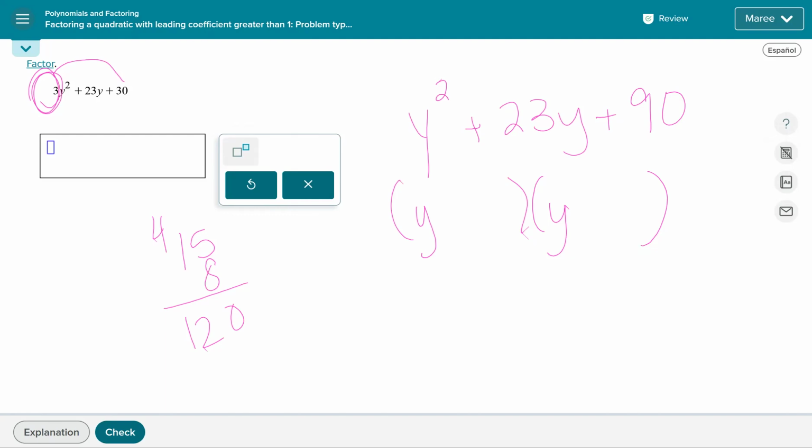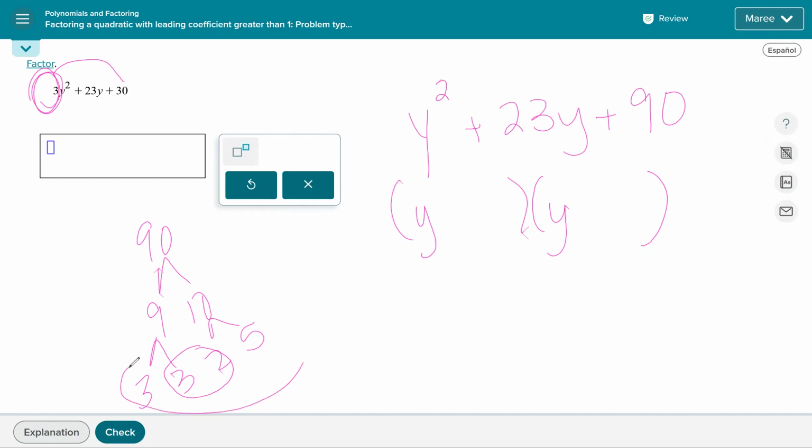Okay, so let me think about this. Oh, I have an idea. What if I did 90 is 9 times 10, 3 and 3, 2 and 5. So what if I did 15 and 2 times 5 is 10. I mean 10 and 9. Okay, that doesn't work. How about 6 and 15? 15 plus 6 is going to be 21. That's not going to work.